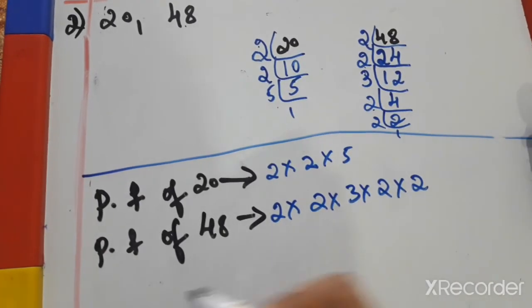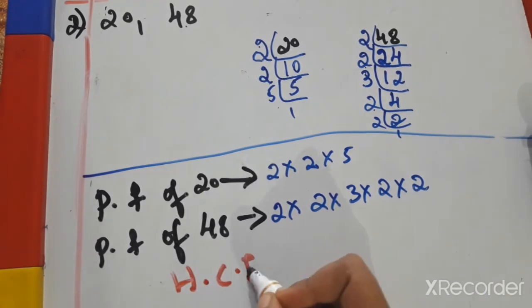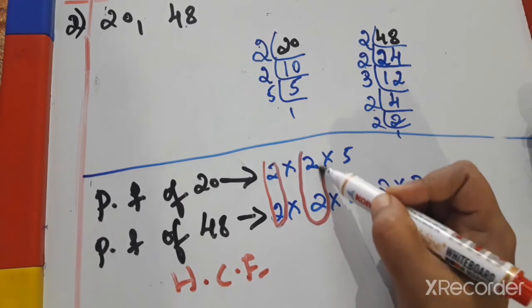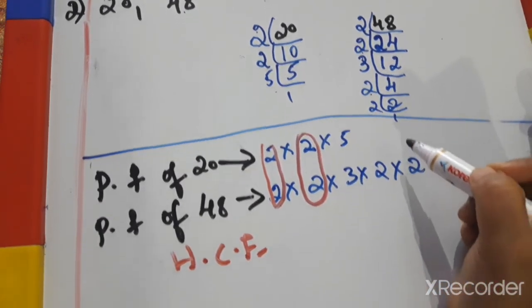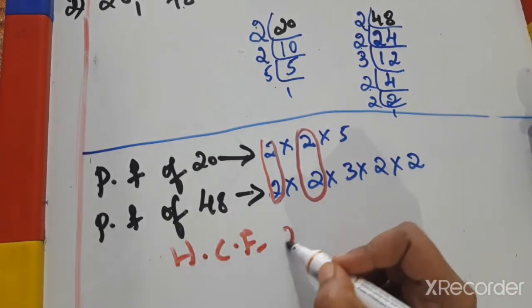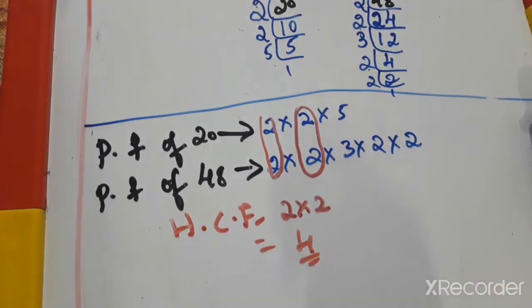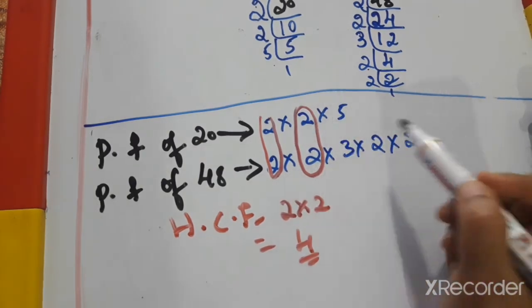Now, which is common for the highest common factor? 2 is common on both sides, and 2 is again common on both sides. Highest common means we have to multiply here. 2 into 2, so 2 2s are 4. HCF is 4. You have to multiply the common factors.